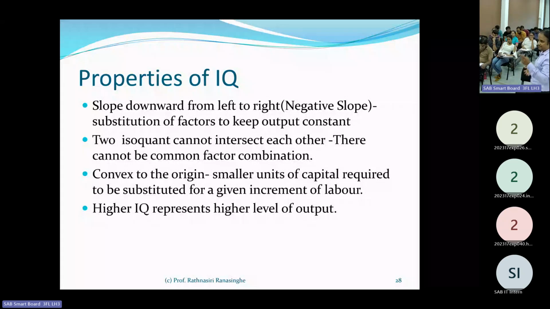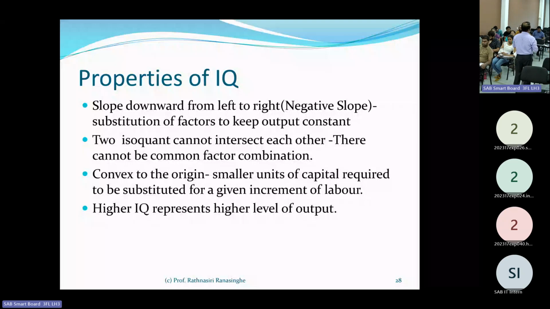Convex to the origin. Why? Because when you substitute labor for capital, as you increase the labor inputs, you substitute a lesser amount of capital at each increment of labor. So that means it's convex to the origin. We keep the marginal productivities positive, even though there is substitution of labor for capital or capital for labor.